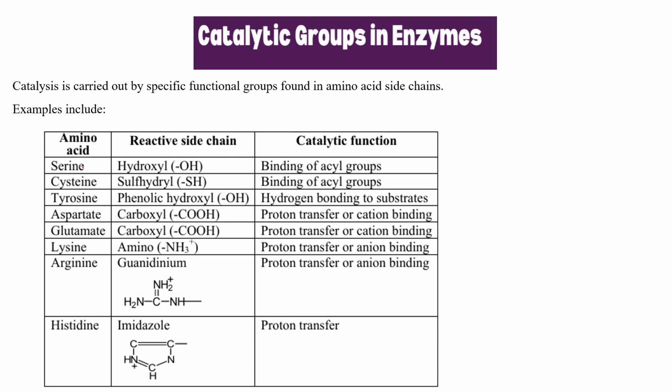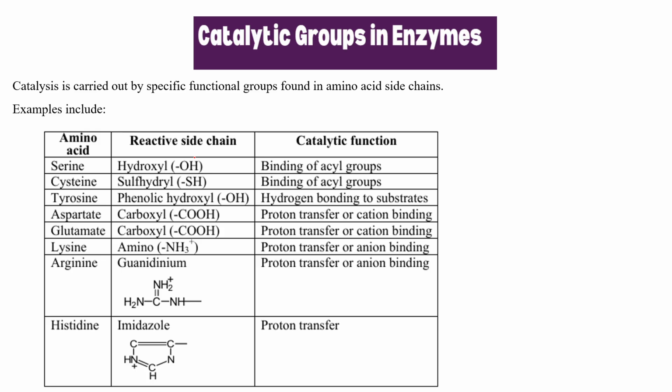This is an amino acid. Serine is an amino acid. And remember that it has a side chain having the OH group. Cysteine has the SH group. Look at the catalytic functions. For serine, if you're having serine as a catalytic group in the active site, it functions as what? Binding of acyl groups. It binds acyl groups to another substrate, or it is capable of transferring an acyl group from one place to another. Look at cysteine, for instance. Cysteine also does the same function.